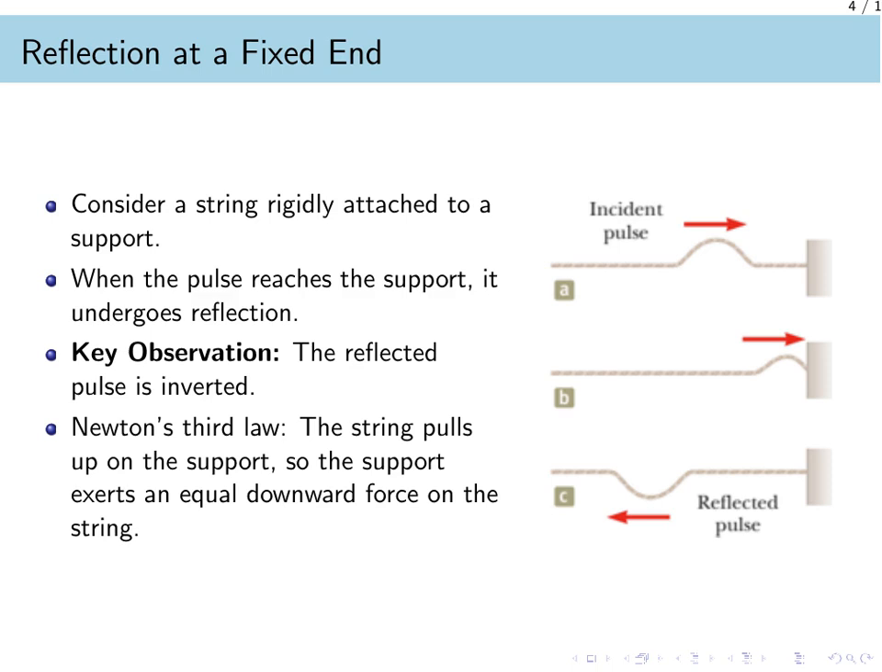Let us first consider reflection at a fixed end, such as a string tied tightly to a heavy, unmoving support. When an incident pulse reaches this rigid boundary, it exerts an upward force on the support. According to Newton's third law, the support exerts an equal and opposite downward force on the string. This reaction force creates a reflected pulse that is inverted, meaning it is upside down compared to the original. If the incident pulse was a crest, the reflected pulse returns as a trough, representing a 180-degree phase change.